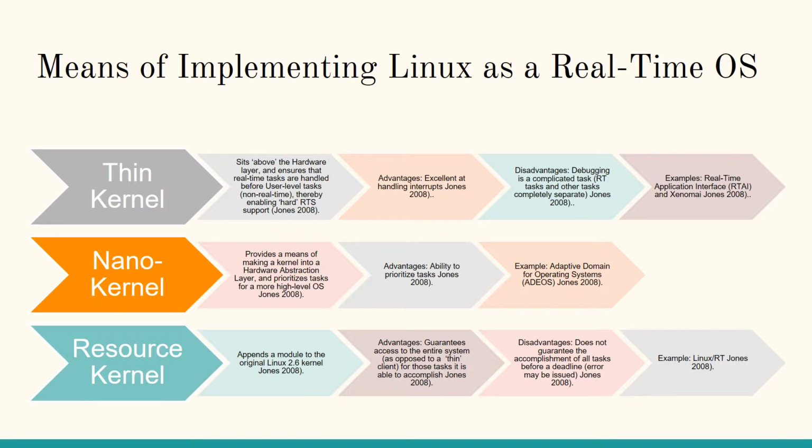The next means of implementing Linux as a real-time OS is through the use of a thin kernel, which sits above the hardware layer and catches all the interrupts for real-time tasks. It catches those before the original Linux kernel can, and that enables hard real-time system creation. The thin kernel and the original Linux kernel are basically separate. So the original Linux kernel handles user type interrupts, and the thin kernel handles real-time system interrupts. The advantages of such a system are that it's excellent at handling interrupts very fast.